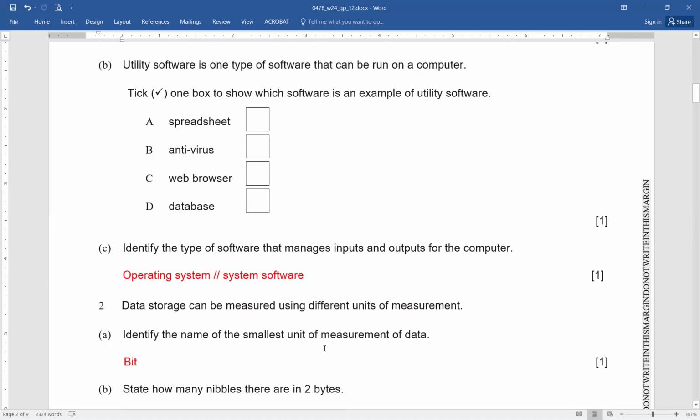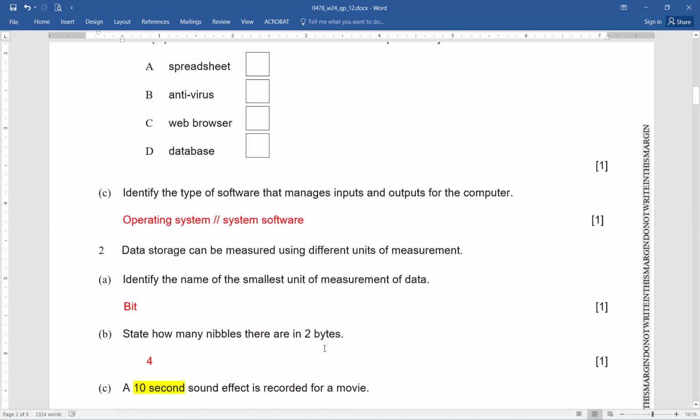Part B. State how many nibbles are there in 2 bytes. I hope that we all remember that 1 byte has 8 bits and 1 nibble is 4 bits. So it means 1 byte has 2 nibbles. So how many nibbles will there be in 2 bytes? If 1 byte has 2 nibbles, then definitely 2 bytes have 4 nibbles. So the answer for this one is simple. You simply write 4, and that will give you 1 out of 1.